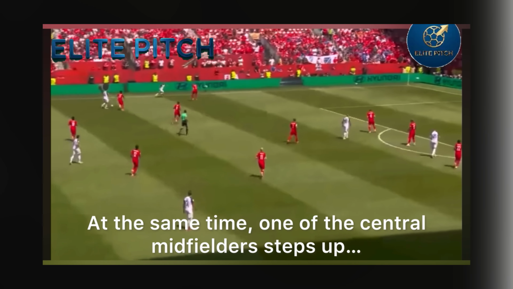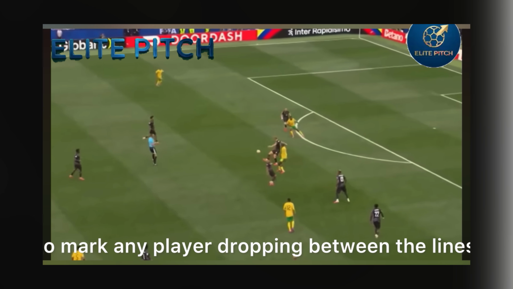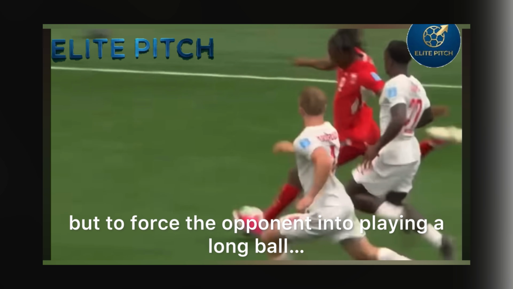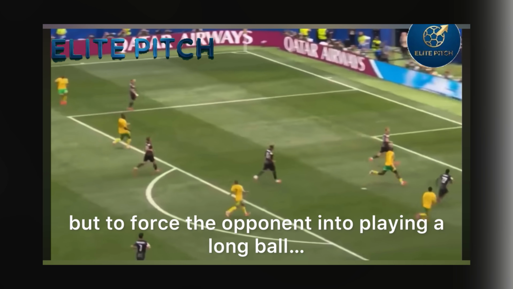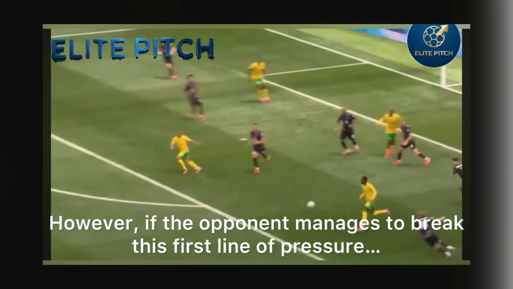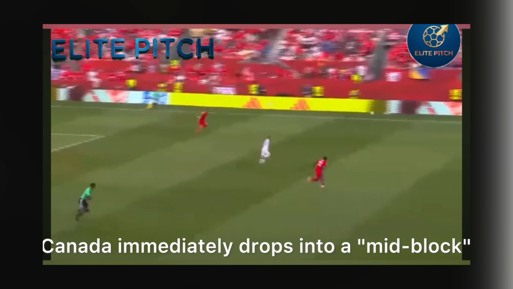At the same time, one of the central midfielders steps up to mark any player dropping between the lines. The goal here isn't necessarily to win the ball back instantly, but to force the opponent into playing a long ball, or risking a very difficult pass. However, if the opponent manages to break this first line of pressure, Canada immediately drops into a mid-block.